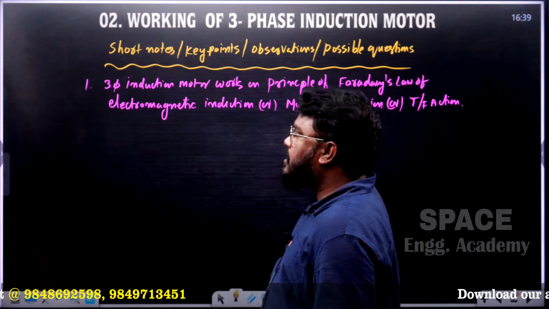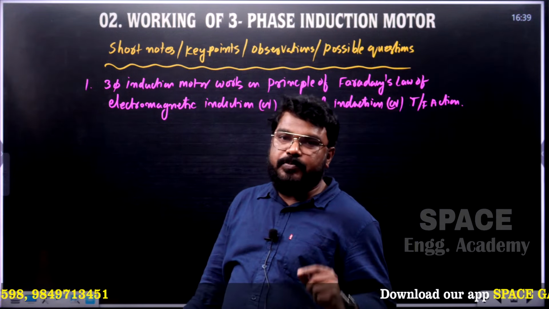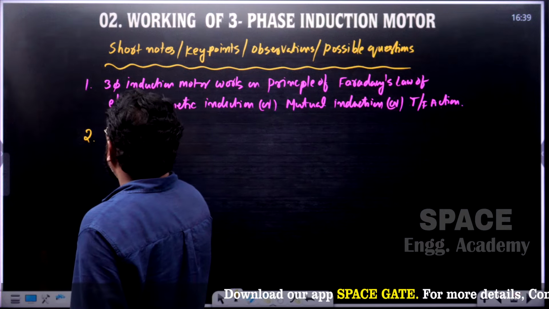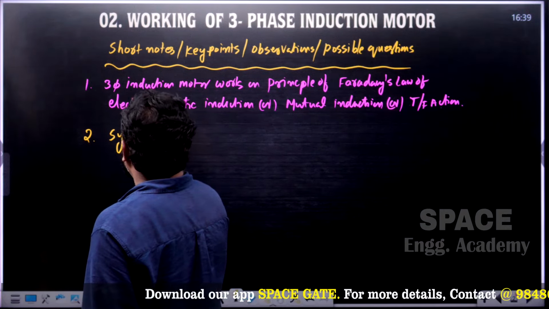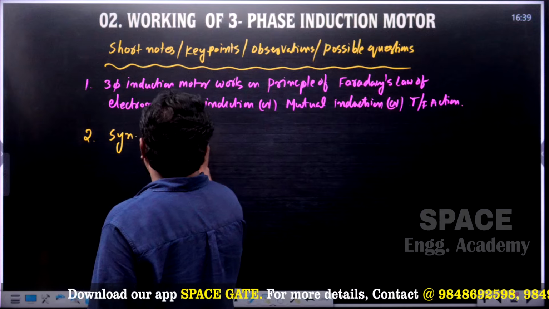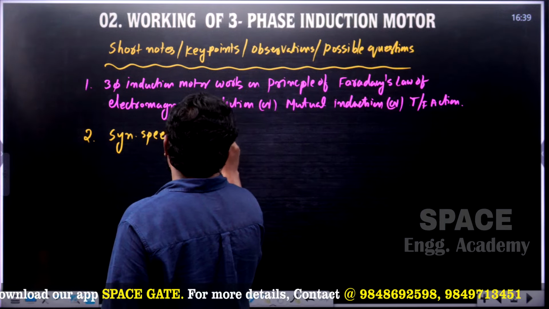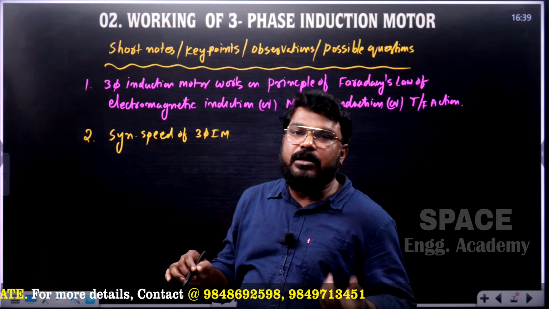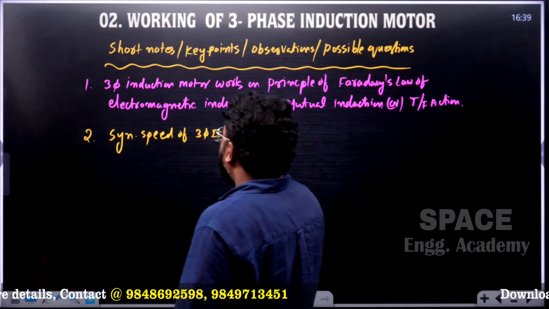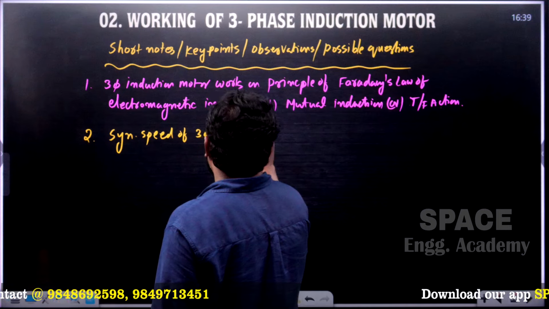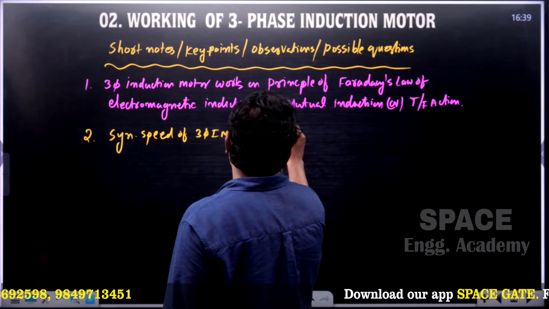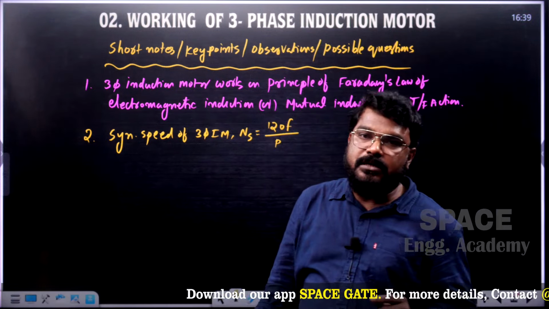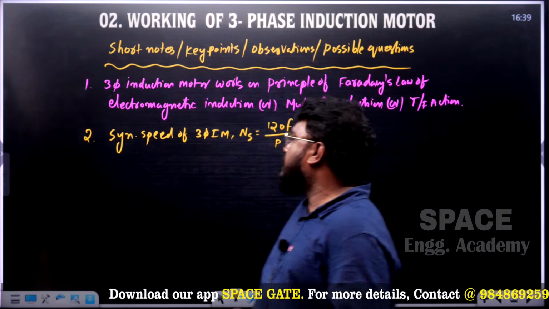And how do we calculate the synchronous speed in the 3-phase induction motor? Second observation is the synchronous speed of the 3-phase induction motor, and synchronous speed is also called the speed of the rotating magnetic field. The synchronous speed Ns is equal to 120 f by P, where f is the frequency and P is the number of poles.